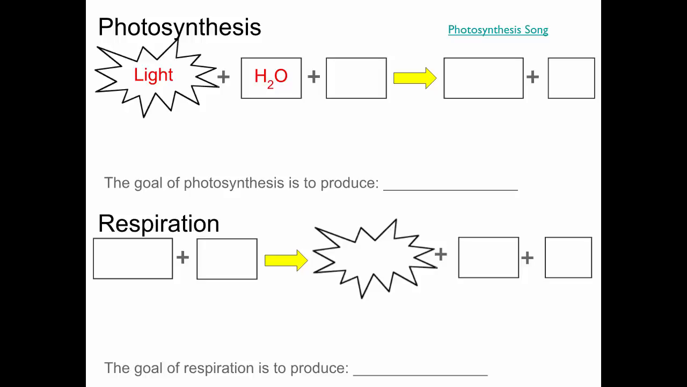What's the chemical symbol for carbon dioxide? Michael? CO2. It's two atoms of oxygen bonded to a single carbon atom. So those are our raw materials, our ingredients, the things that are needed. The water comes from the soil into the roots of a plant. Carbon dioxide comes from the air. Light obviously comes from the sun.